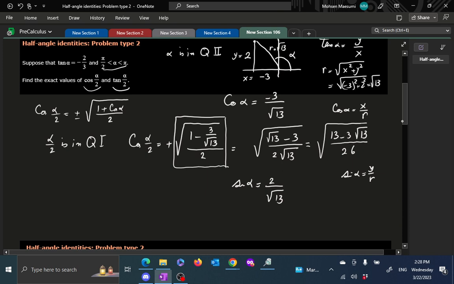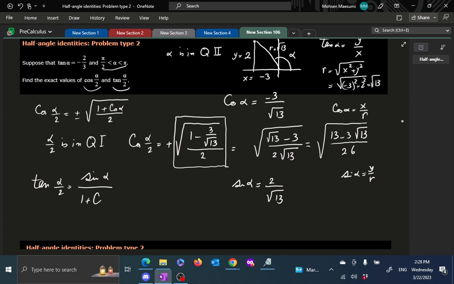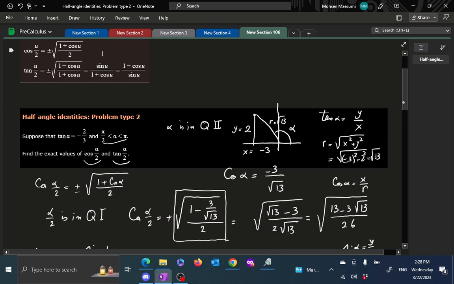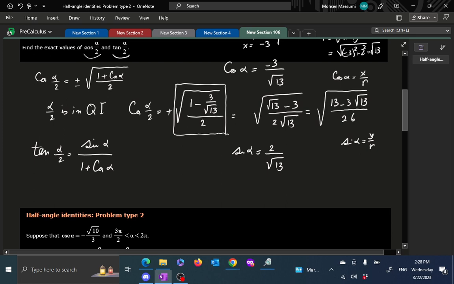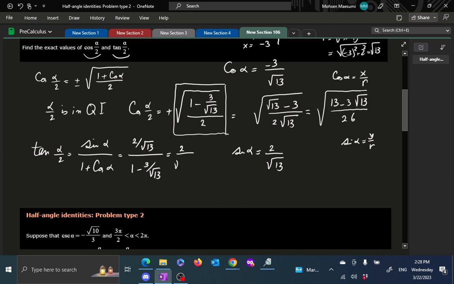And then tangent of alpha over 2 was sine of alpha over 1 plus cosine of alpha. Okay, just to be sure, this is sine of alpha over 1 plus cosine of alpha. So I can say sine of alpha is 2 over radical 13, 1 plus cosine of alpha is minus 3 over radical 13. Multiply by radical 13, you say 2 over radical 13 minus 3.